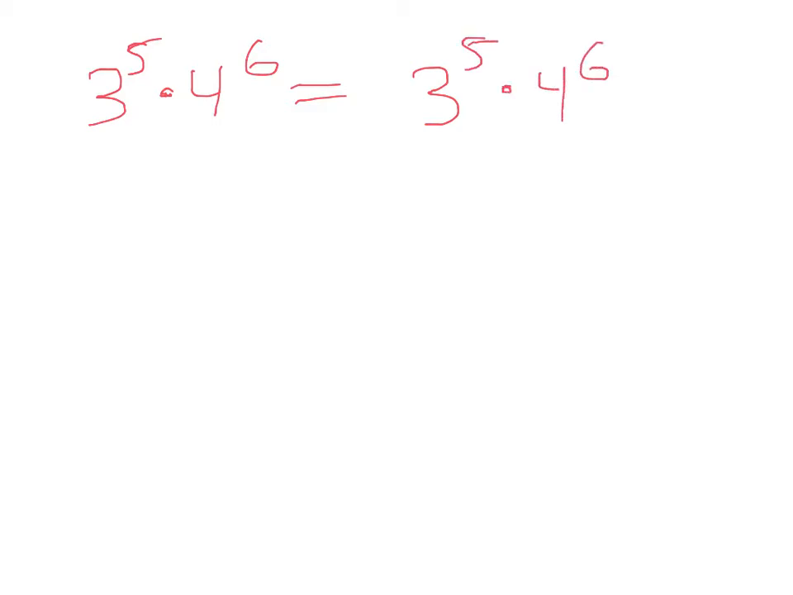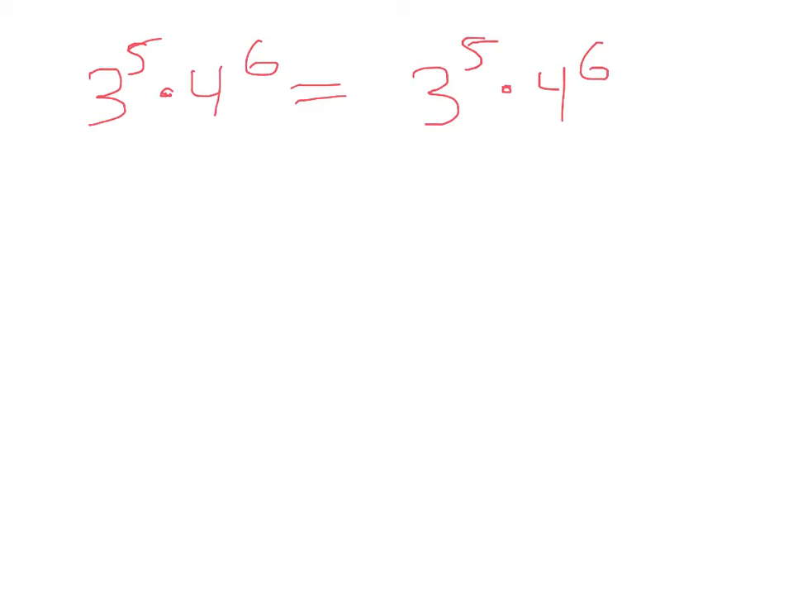Now, again, remember that when you are doing this, it is extremely important that you have the same base. So if I had something like 3 to the 5th times 4 to the 6th, and I asked you what that equaled, well, you would come right back at me and say, oh, that's just 3 to the 5th times 4 to the 6th. It doesn't equal anything else. It's exactly that, because they don't have the same base.